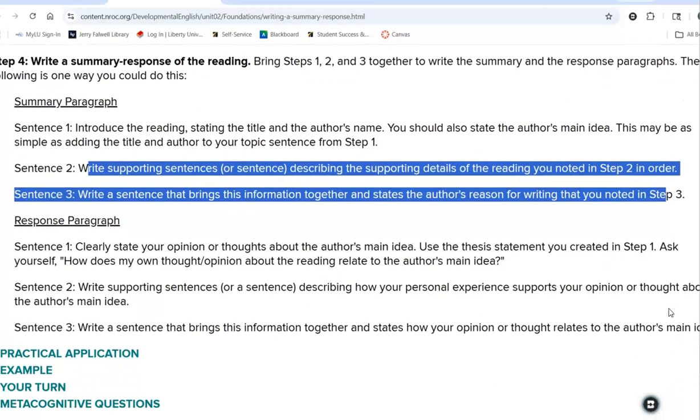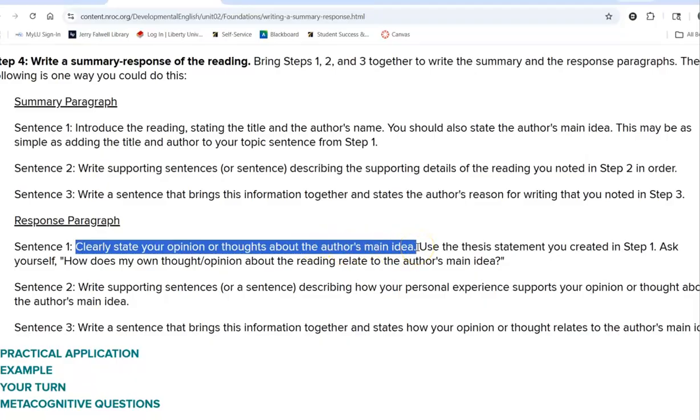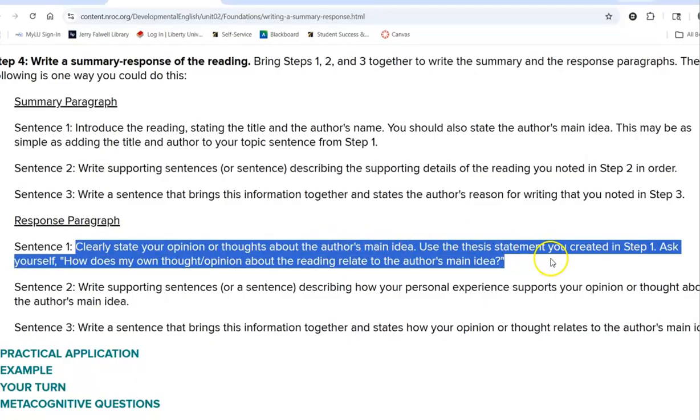Okay? Your response paragraph is going to be you giving your opinion about the paper. So you clearly state your opinion and thoughts about the author's main idea. You could write a thesis statement, or you can ask yourself, how does my own thought or opinion about the reading relate to the author's main idea? So the second paragraph is where you give your personal opinion, your response.